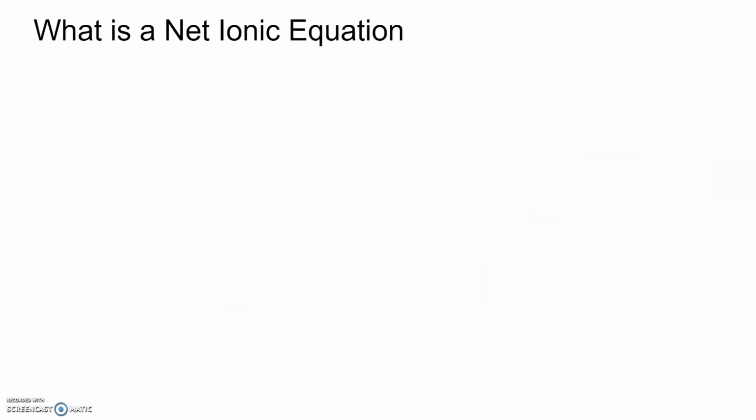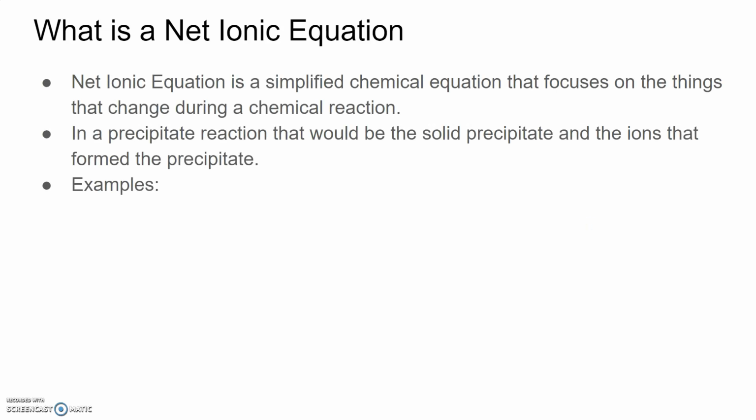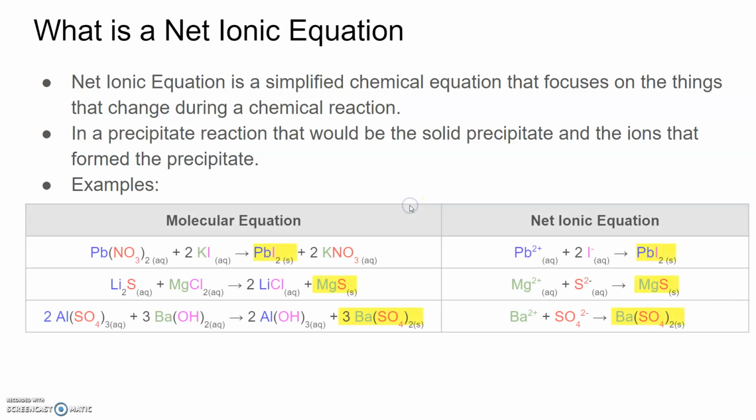So what is an ionic equation? Well, it's really a simplified chemical equation that focuses on the things that change during a chemical reaction, right? And in a precipitate reaction, that would be the solid precipitate and the ions that form the precipitate. So to better see that, let's look at some examples.